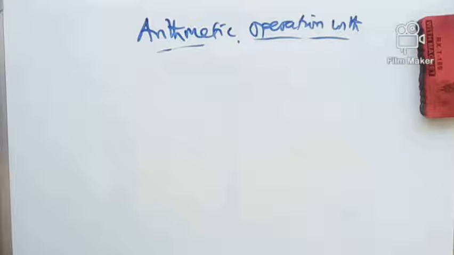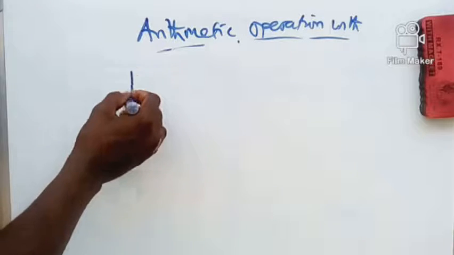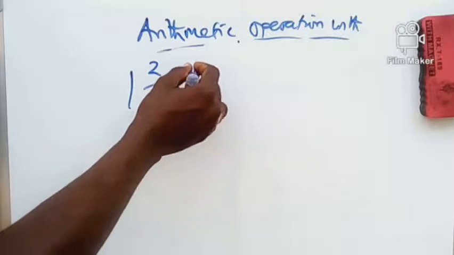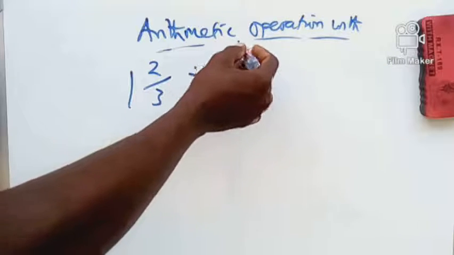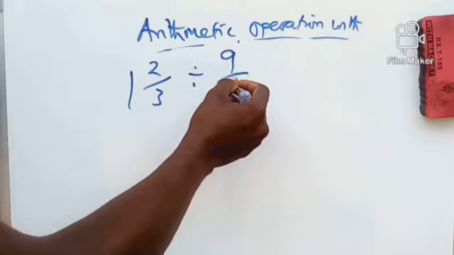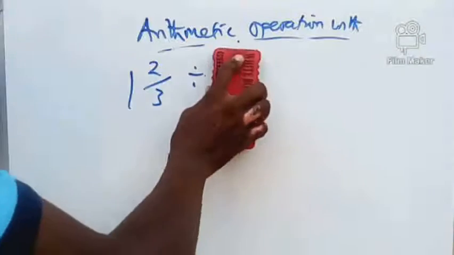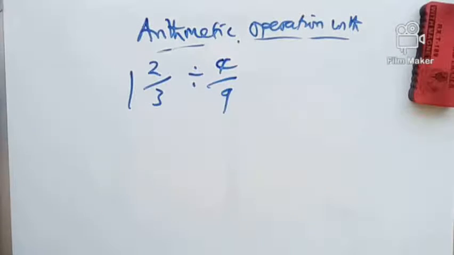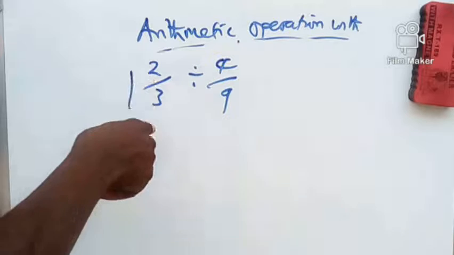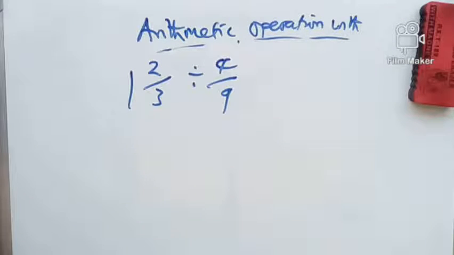Now let's take a look at some division operation with fractions. Let's say you have one whole number, 2 over 3 divided by, let's say, 9 over 4. How do you tackle this problem? Sorry, 4 over 9. You have one whole number, 2 over 3 divided by 4 over 9. How do you solve this? Now to tackle this problem, you simply need to do what? You need to convert the division sign to multiplication sign. That's the best way to divide problems involving fractions.